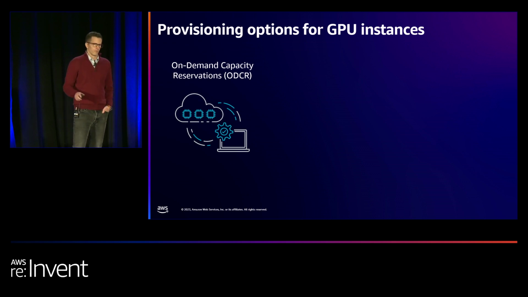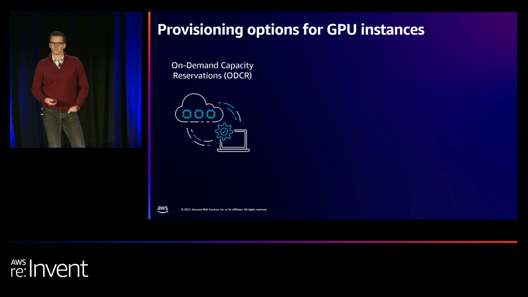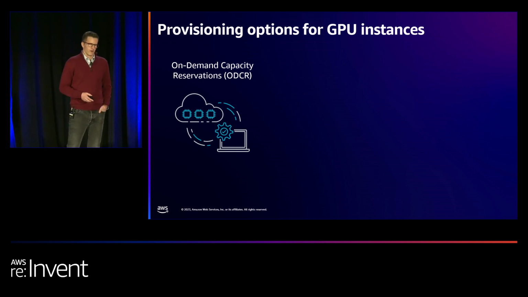You only pay for this reservation when the instances aren't running. And as long as you hold on to that reservation, you're going to have assurance that you can launch all the instances that you've reserved. The caveat to ODCRs is when you create an on-demand capacity reservation, it's subject to capacity availability at the time that you create it. It's very similar to on-demand instances. So it can take a while to get an ODCR in the first place.